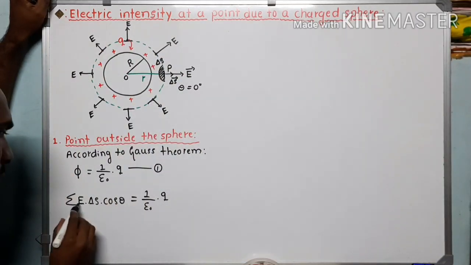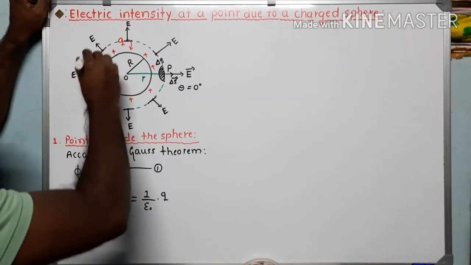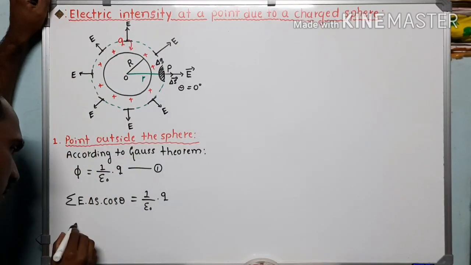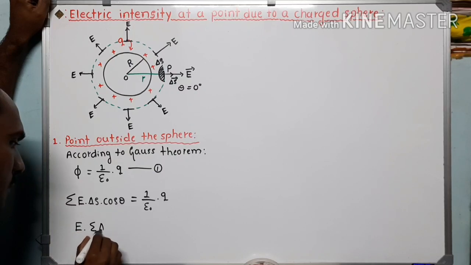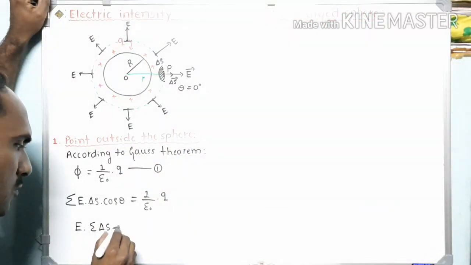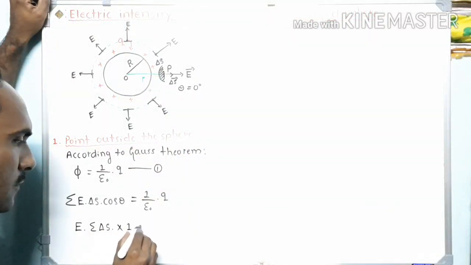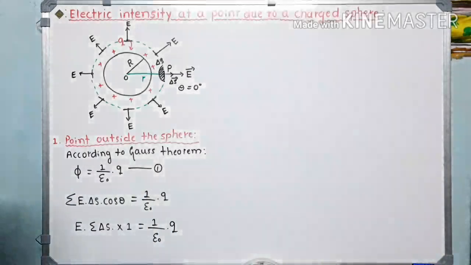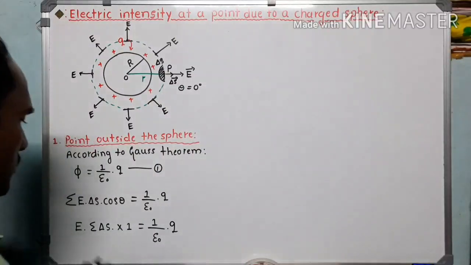Now electric intensity is same, constant at all points on this imaginary sphere. That's why it is taken outside. Summation of delta S into, here theta is 0 degree, cos 0 is 1. That is equal to 1 upon epsilon naught into Q. Getting the idea?